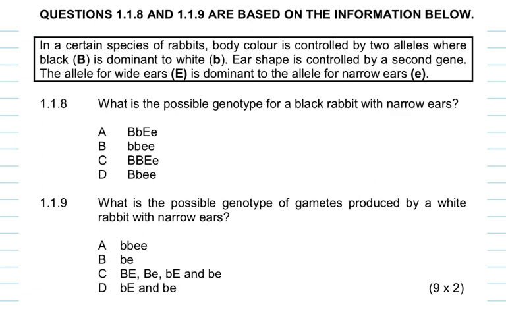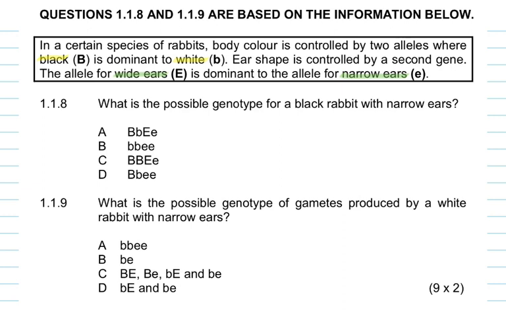Now I'm going to make use of yellow for the color, the black and the white. And I'm going to use a different color to talk about the wide ears and the narrow ears, just so that I make sure that I've separated the two types of characteristics. Now in question 1.1.8, they ask, what is the possible genotype for a black rabbit with narrow ears?